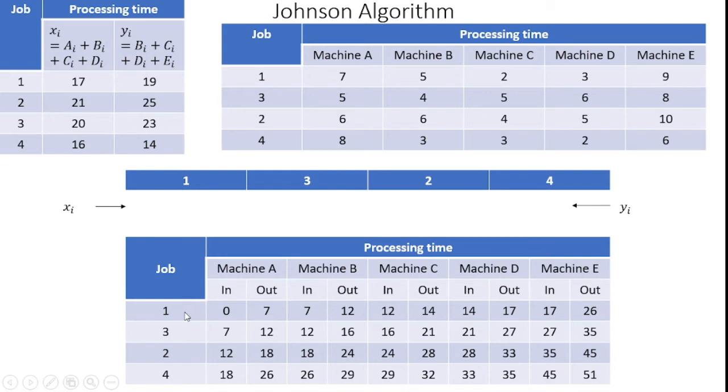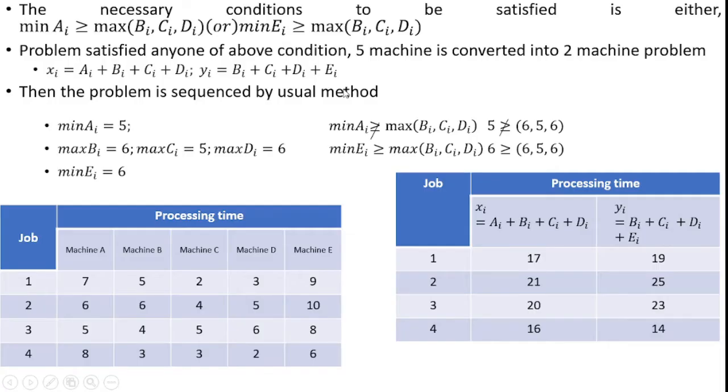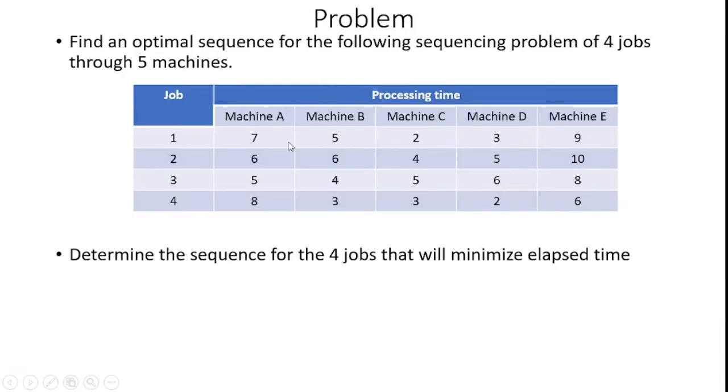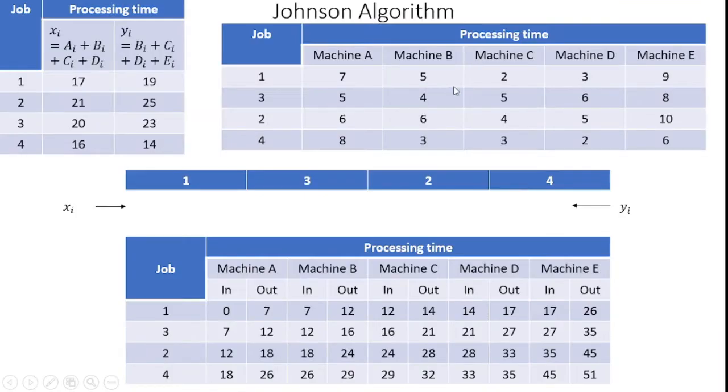So I retabulate with the 1 3 2 4, and I can assign the processing time that is available with the problem. So 1 7 5 2 3 9, and the third 5 4 5 6 8 likewise available. So here you see, likewise I reallocate or rearrange the table with respect to the identified sequence, which are 1 3 2 4.